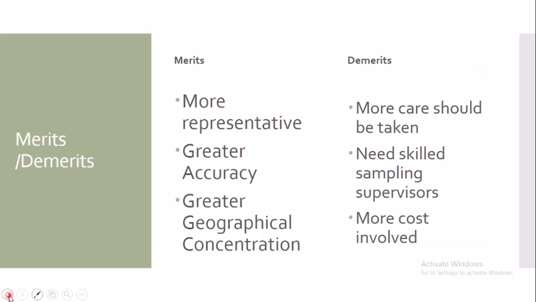Now let's move on to the merits and demerits of stratified random sampling. The merits are that it is more representative, with greater accuracy and greater geographical concentration. Now the demerits are that you should take utmost care while performing stratified random sampling. As you know, it needs technical skills, so you need skilled sampling supervisors, and hence more cost is involved.